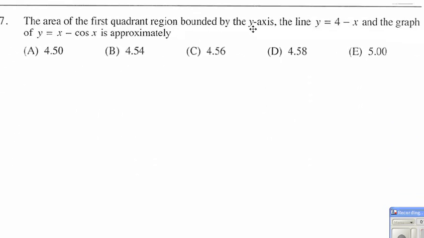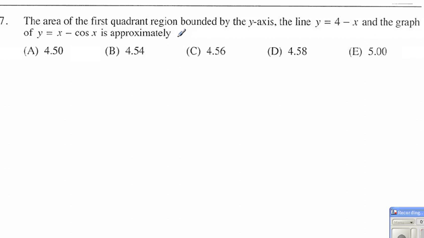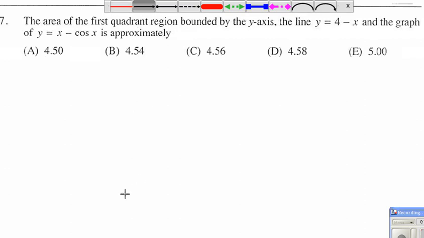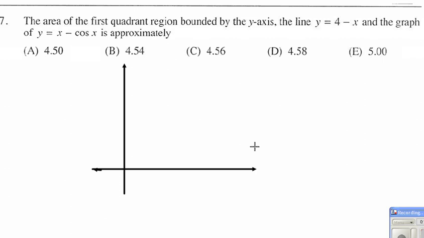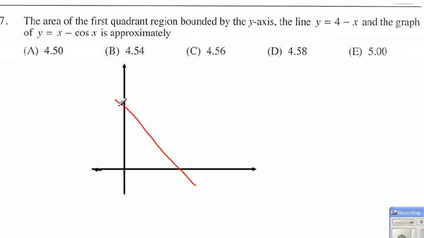Alright, now, next question. Area of the first quadrant region bounded by the y-axis, and then the line y equals 4 minus x. Y equals 4 minus x would have been something like this, where this is equal to 4, and that's equal to 4. And then the graph y equals x minus cosine of x. Cosine of x would have been along this line somewhere. Now, we're looking for this section.